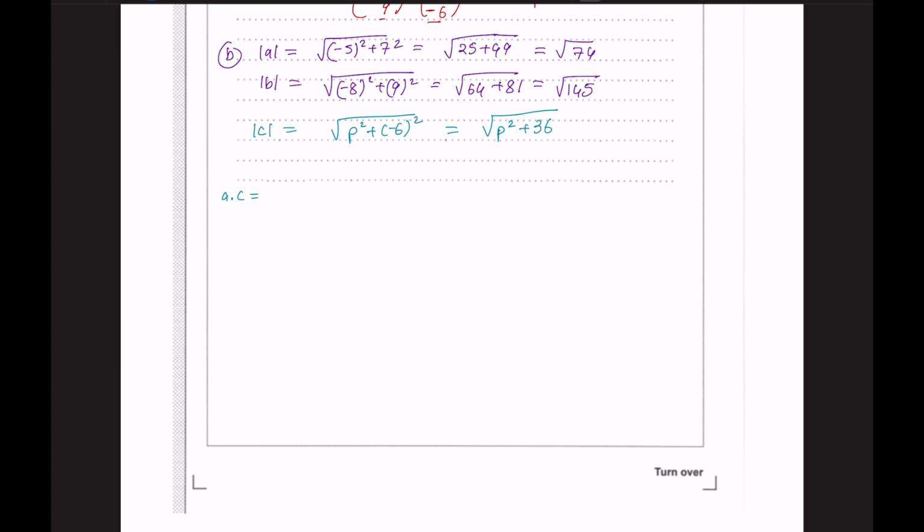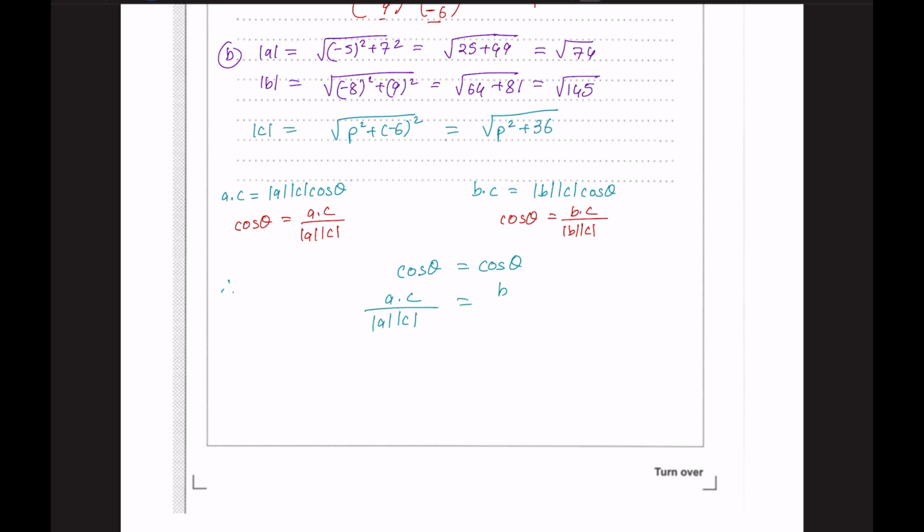Now A dot C can be written as mod A mod C cos theta. B dot C can be written as mod B mod C cos theta. The cos theta would be A dot C over mod A mod C, and here cos theta would be B dot C over mod B mod C. Now as the angles are equal, I can just equate these two: A dot C over mod A mod C equals B dot C over mod B mod C.